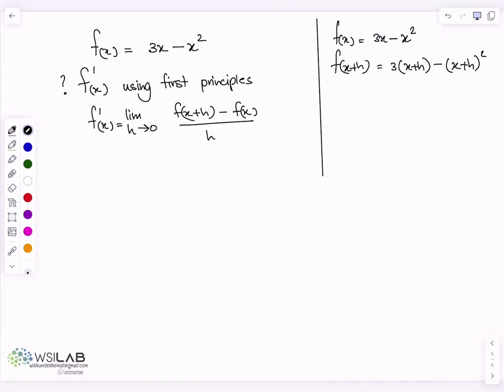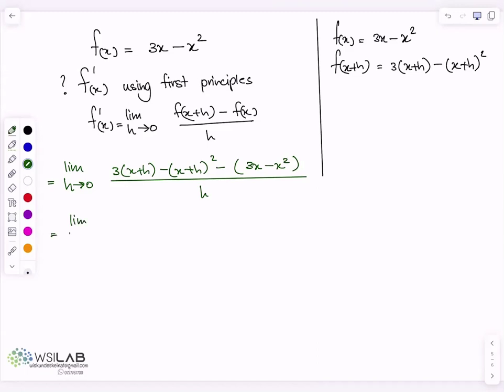So I have gotten to the point where I got to 3x plus 3h minus x squared plus 2xh plus h squared. So you have to write equals the limit where h tends to 0. So this is 3 bracket x plus h minus x plus h squared minus, and then f of x in brackets, which is just 3x minus x squared. Okay, and then I'm just going to multiply those brackets out.